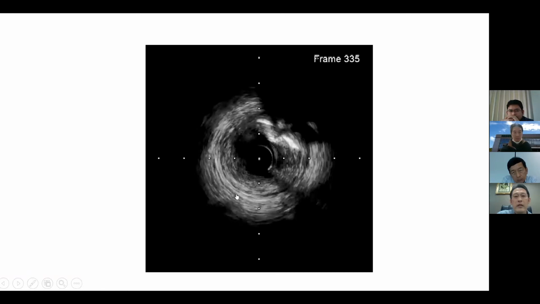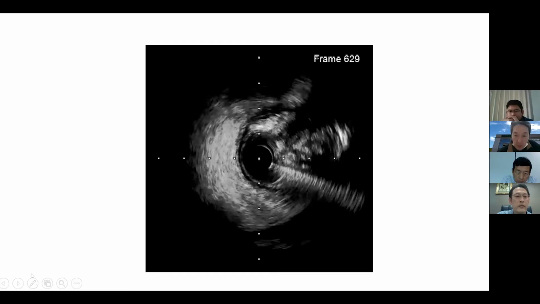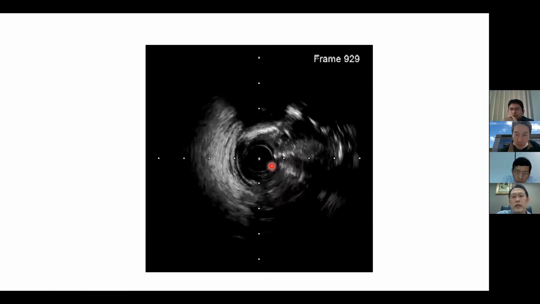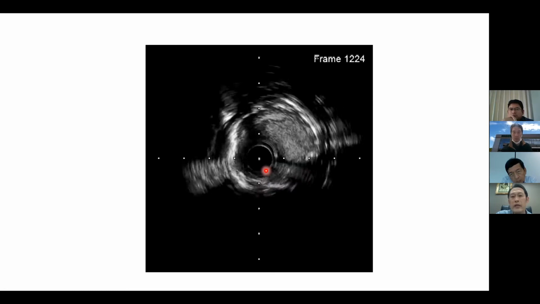It shows that the wire is in the true lumen, and on the lateral side there is some haziness here, and also the stent lumen is around here, and this is the IVUS probe. Then this is a calcium, and this is the true lumen of the stent. And this IVUS is coming into inside the stent here.